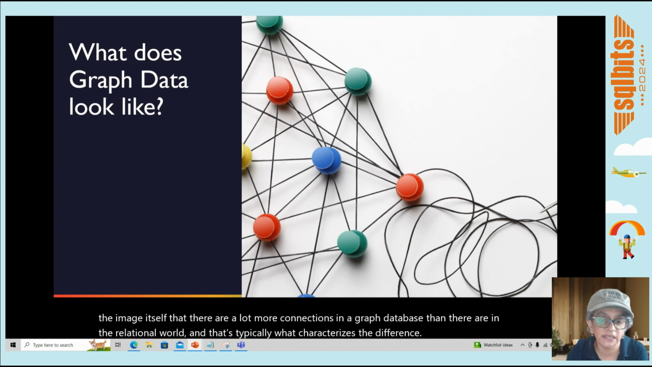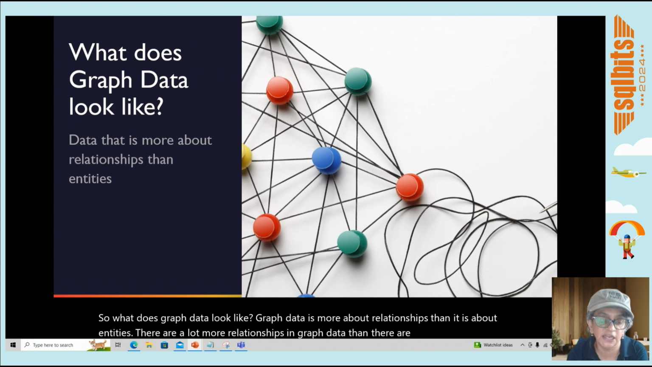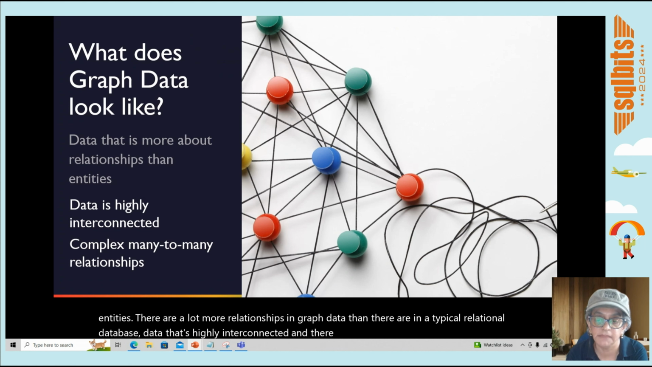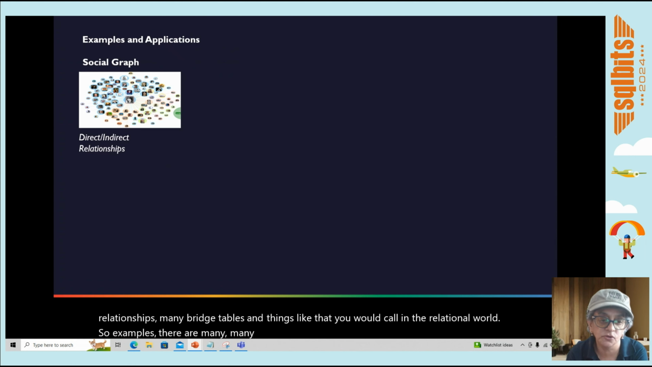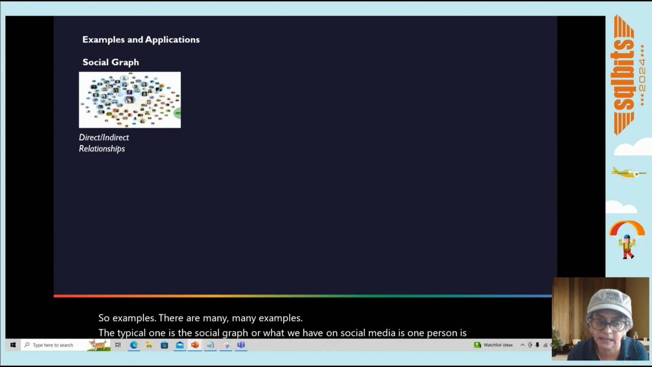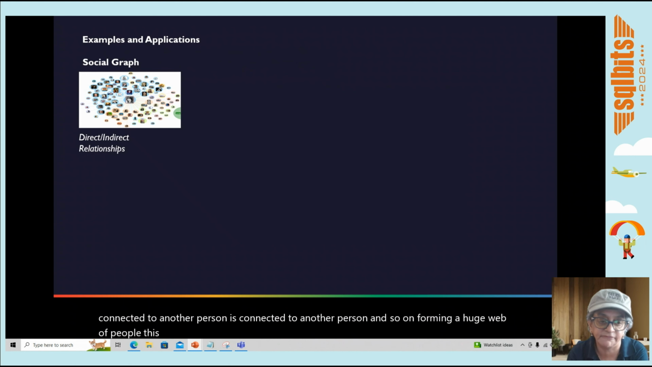So what does graph data look like? Graph data is more about relationships than it is about entities. There are a lot more relationships in graph data than there are in a typical relational database. It is data that's highly interconnected, and there are many complex many-to-many relationships, many bridge tables and things like that that you would call in the relational world. There are many examples. The typical one is the social graph, or what we have on social media: one person is connected to another person, who is connected to another person, and so on, forming a huge web of people. This is a very typical graph database.